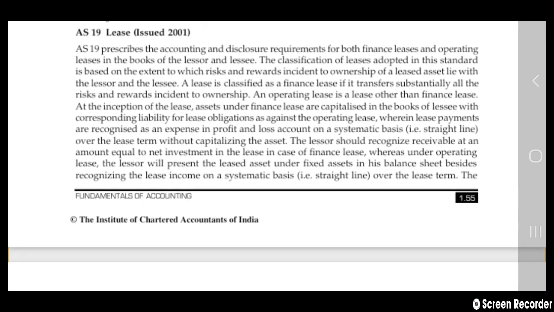AS 19, that is lease. It was issued in 2001, and it tells us about the amount and disclosure required for both financial lease and operating lease in the books of the lessor and lessee. The classification of lease adopted in this standard is based on the extent to which risks and rewards incident to ownership of a leased asset lie with the lessor and lessee. A lease is classified as a financial lease if it transfers substantially all the risks and rewards incident to ownership.